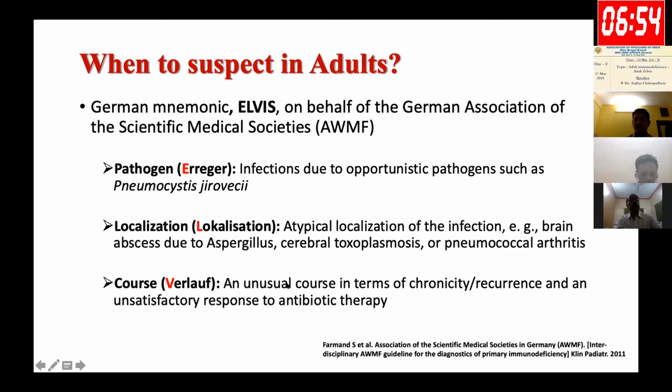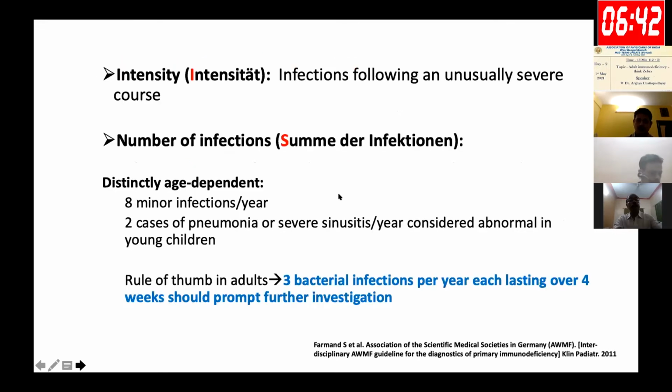Course: an unusual course in terms of chronicity, recurrence, and unsatisfactory response to antibiotic therapy. We often encounter these things. Start thinking of whether you are dealing with a primary immune deficiency disorder. I stands for intensity: infections following an unusually severe course, and the number of infections. For pediatrics, it is 8 minor and 2 major infections. But as a rule of thumb, for the adult patient, 3 bacterial infections per year, each lasting over 4 weeks, should prompt further investigation for primary immune deficiency disorders.